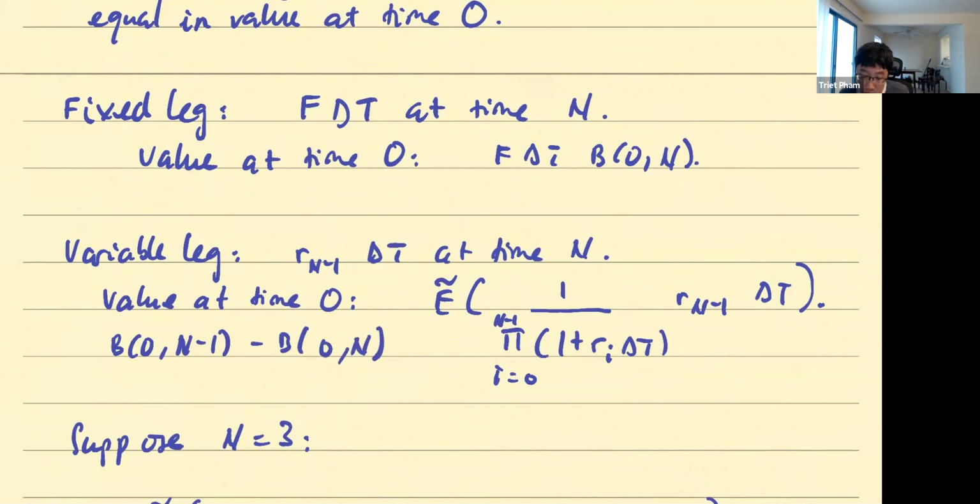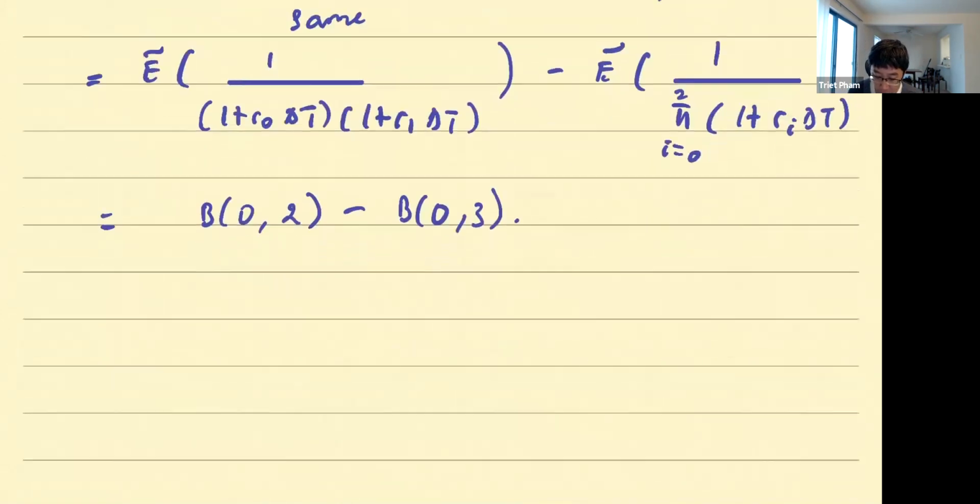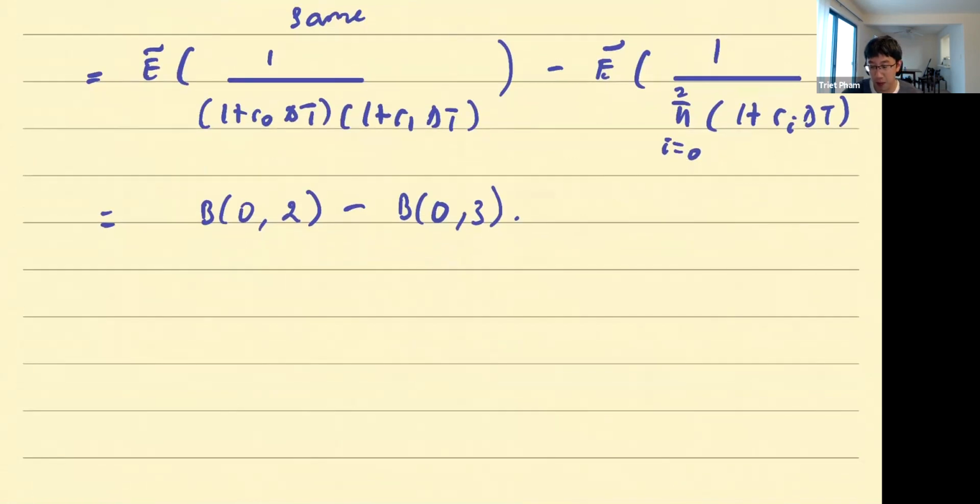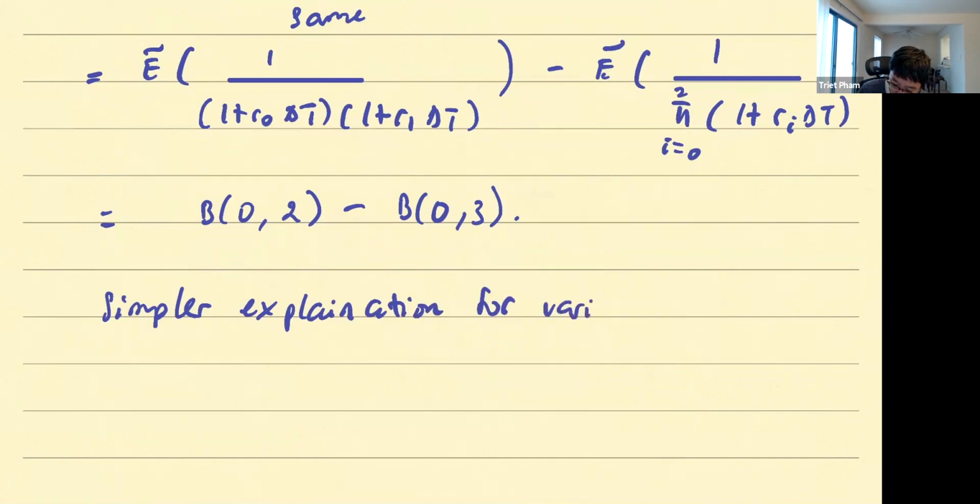Okay. So actually, this whole argument tells us that there's maybe a simpler way to explain this thing. So, a simpler explanation for the variable leg.